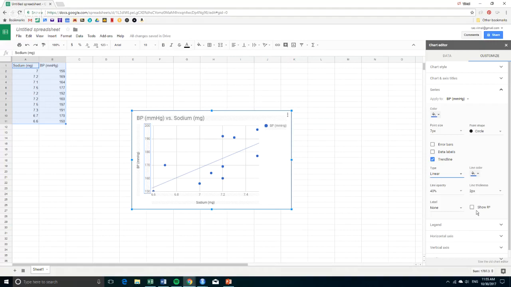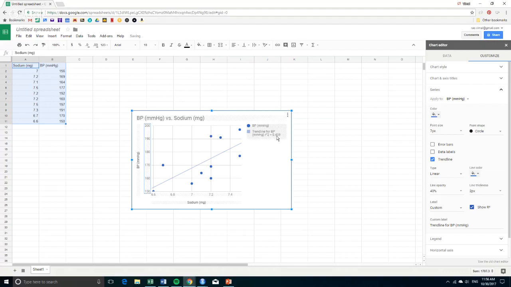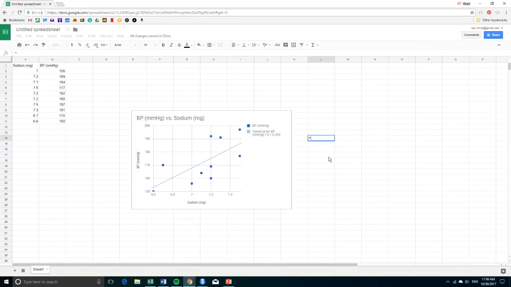And we have an option to show R squared. So R squared is 0.459. So it's not telling us the correlation coefficient. Remember, R squared is just the correlation coefficient squared. So we can take the square root of R squared, and we find that the correlation coefficient is 0.677. So that's actually kind of strong. And we only have 10 observations, and it looks like there is quite a bit of variability here.